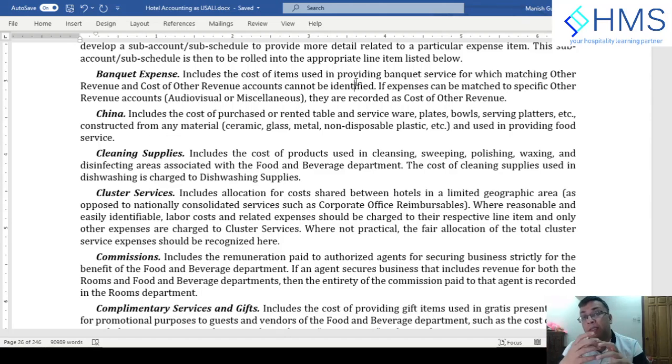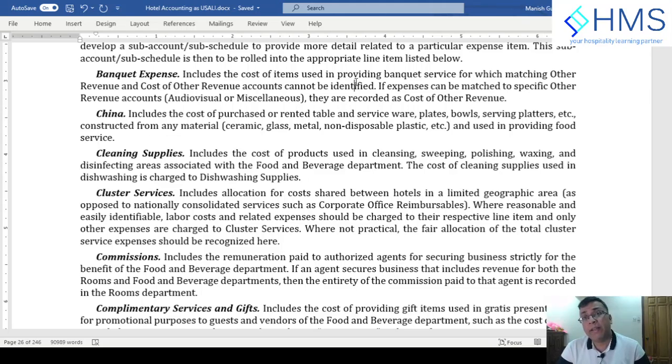The banquet expenses will be mostly on the decoration side or on the other props that you are buying, like the backstage, or you are buying any light bulbs for the projector, or any throw light or disco light. So those costs will go to the banquet expenses.